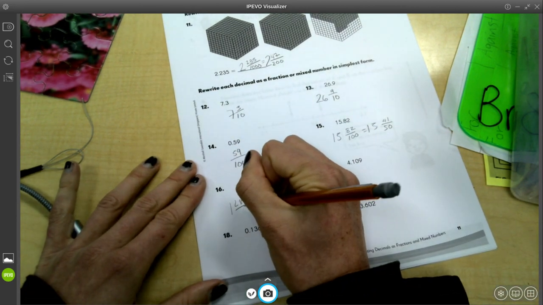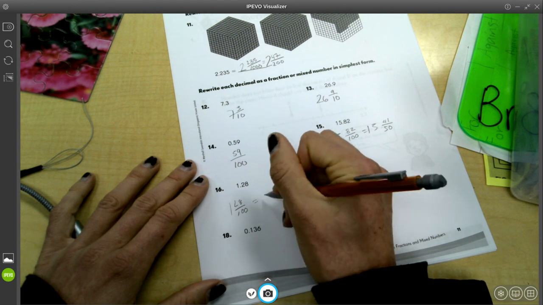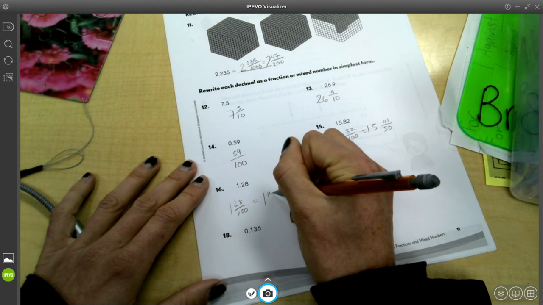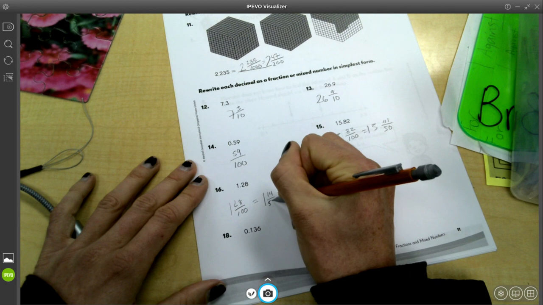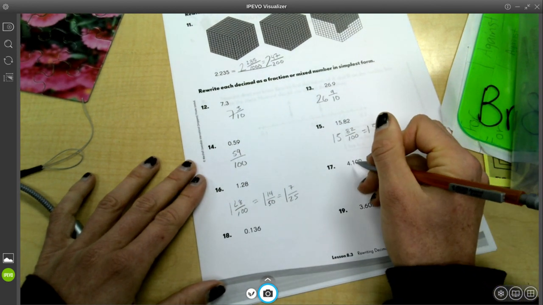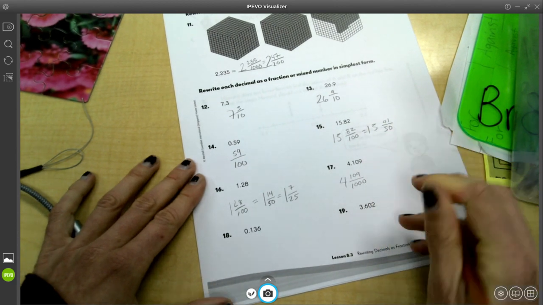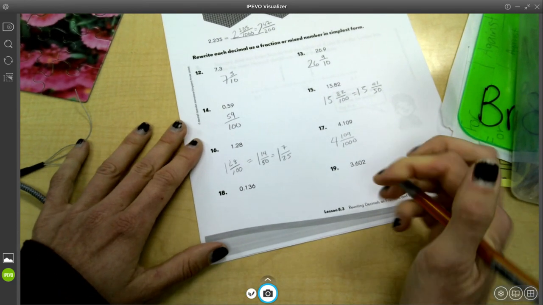1 and 28 hundredths, that can be simplified because they're both even, is equal to 1 and 14/50, that can be simplified to 1 and 7/25. 4 and 109 thousandths. That, I believe, seems like it's done.